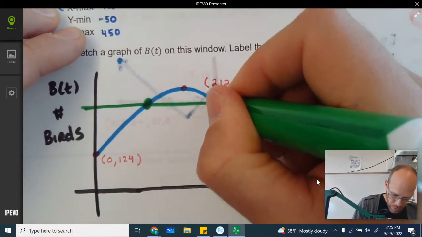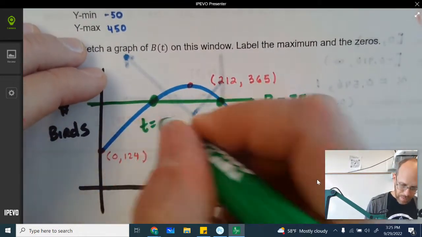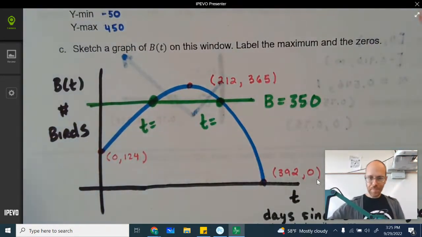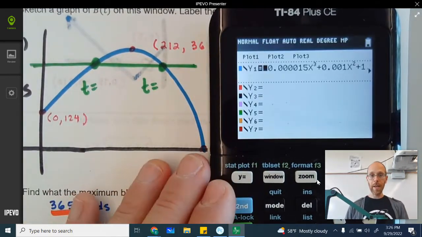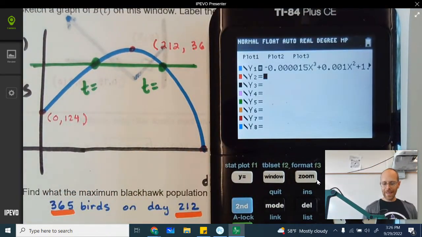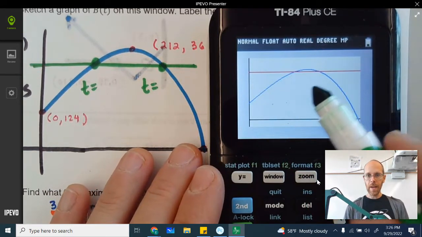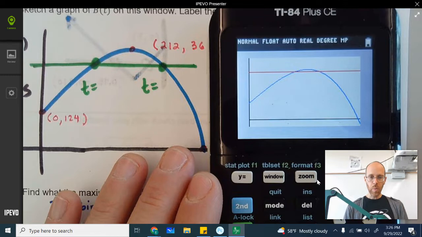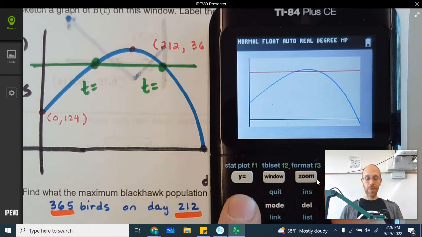So what we need to do is determine these two times. We want the time right here and the time right here. The calculator will find this for you as well. Here's how you do it. You go to y equals, and you go to y2, you type in 350. Once you've done so, you hit the graph button, and you will see that 350 line is going to cross our line. We need to find these 2 points of intersection. And that brings us to the last calculator skill for today.